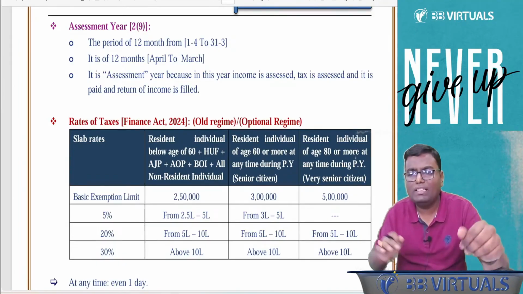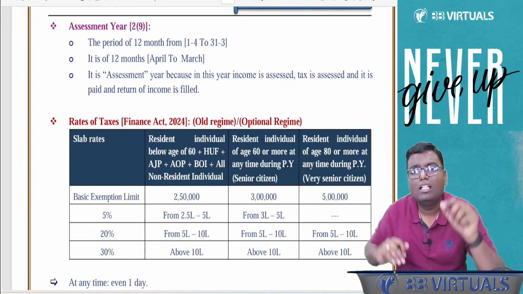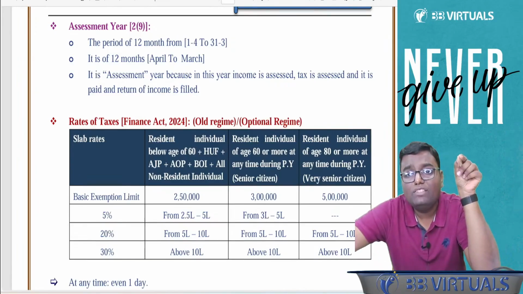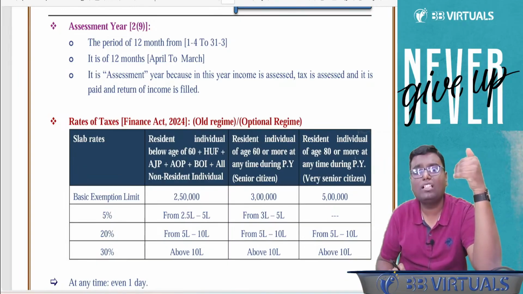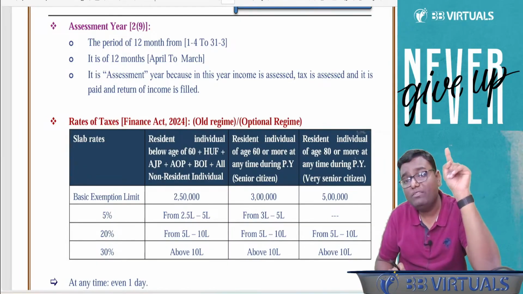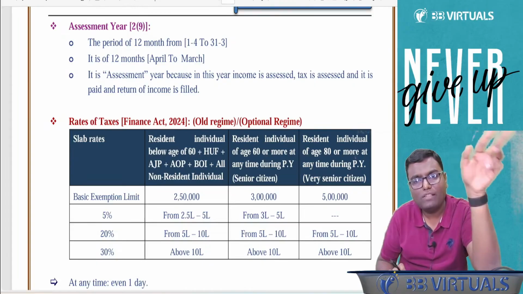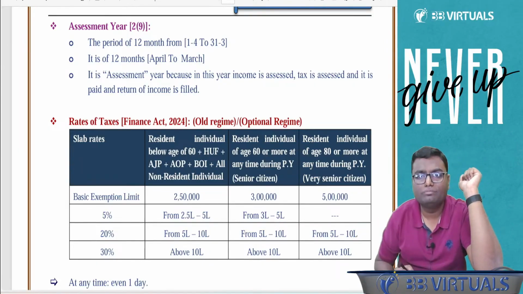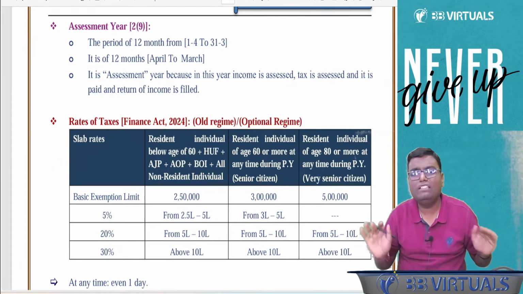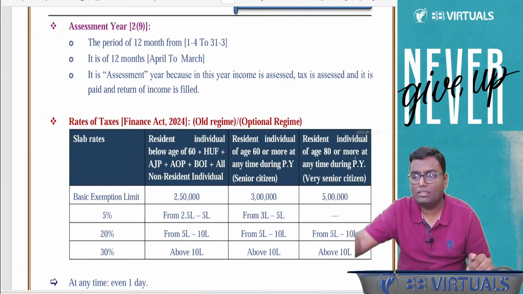Two words we saw then: previous year and assessment year. Previous year means the year in which you earn the income. Assessment year means the year in which that income is calculated, tax is calculated and paid, and the return of income is filed. Which previous year is applicable to you? 24-25. Which assessment year is applicable to you? 25-26. That is all we saw in the last lecture.